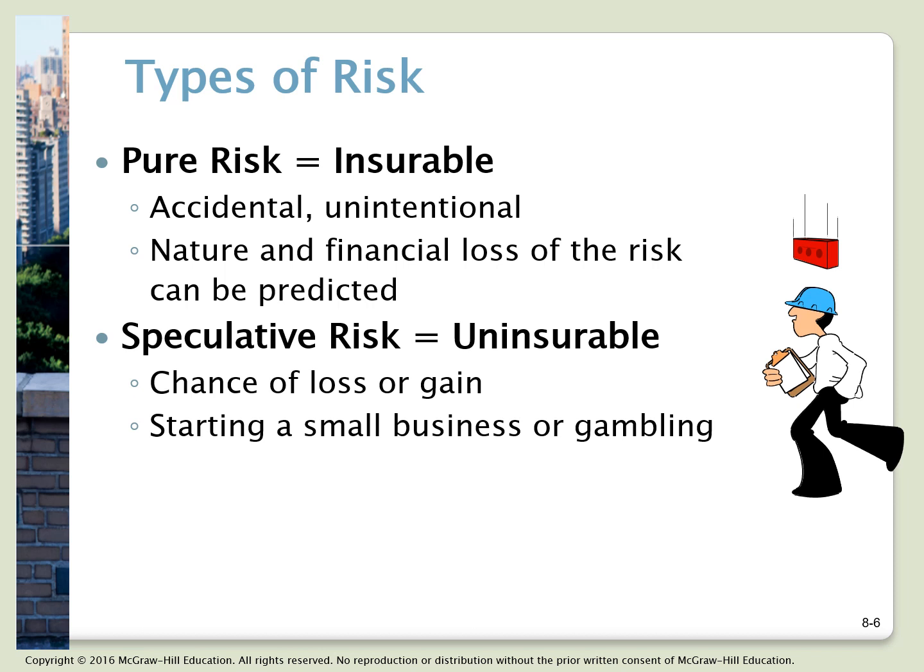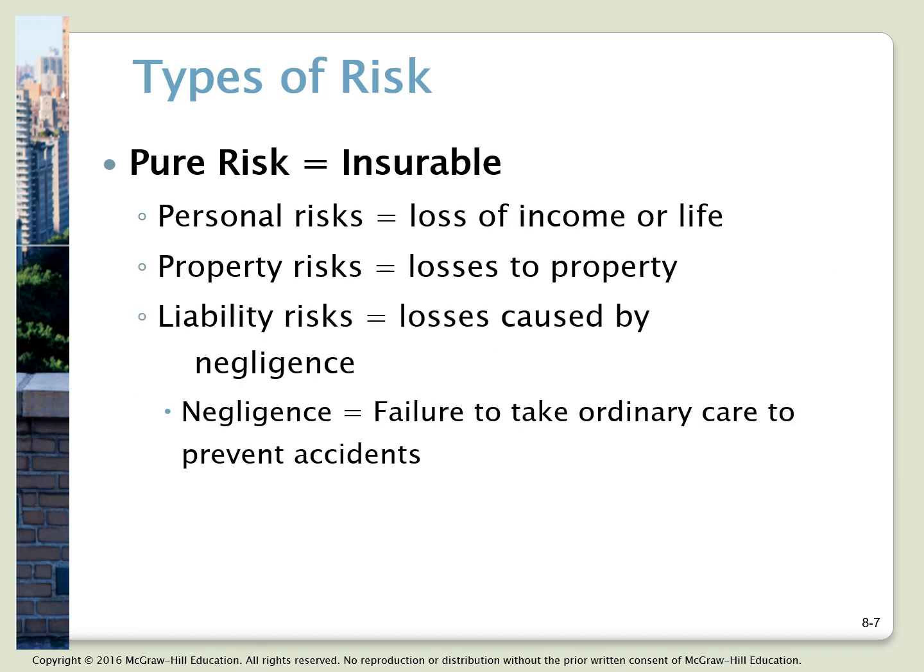You don't have a business that is likely to fail. Anyway, a lot of things go along with the insurable. Pure risk: personal risk is the loss of income or life. Property risk is loss of property. Liability risk is losses caused by negligence. Negligence is the failure to take ordinary care to prevent accidents, which we've talked about before.